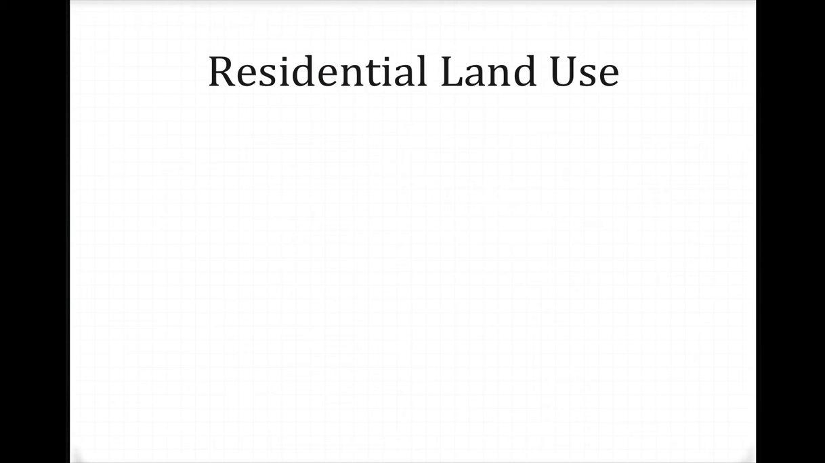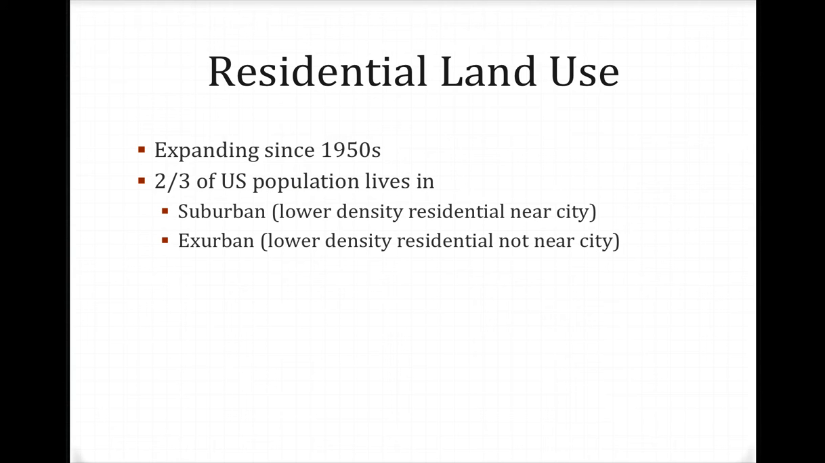So let's talk about residential land use. One of the main things we do with urban areas is we have people live in them. So residential land use has been expanding in the United States since the 1950s. It's actually been expanding globally, but we'll focus at the United States for the moment. Currently, 2/3 of the U.S. population lives in suburban or exurban environments.